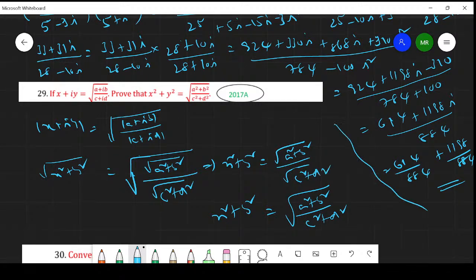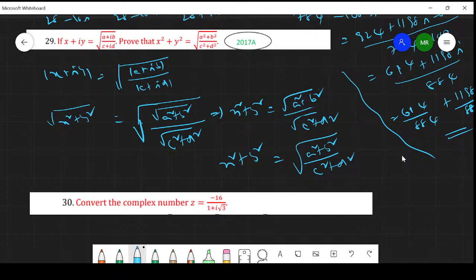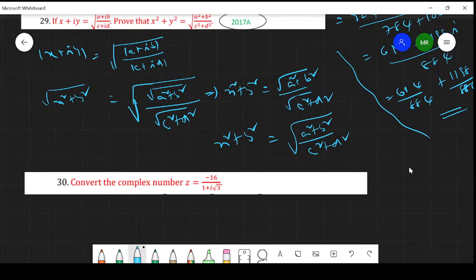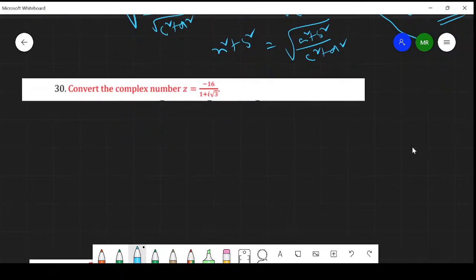3 marks they are asking for this one. You understood? I hope you understood this. Take the modulus and do this, and you will get the answer. Right. I hope you understood this. Right. Next one: convert the complex number. Please ask me if you have doubt. When I am doing this, if you have doubt, please ask me. I will explain again. Convert the complex number.